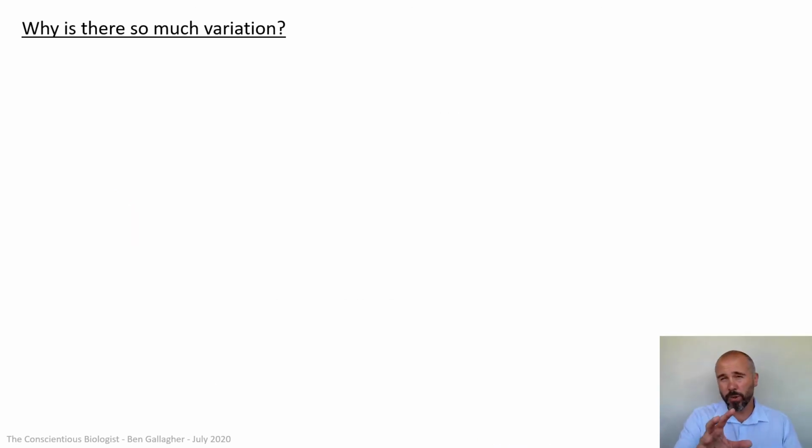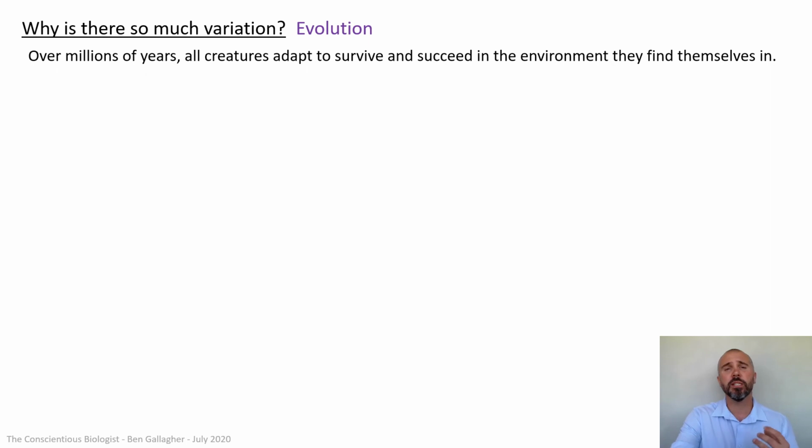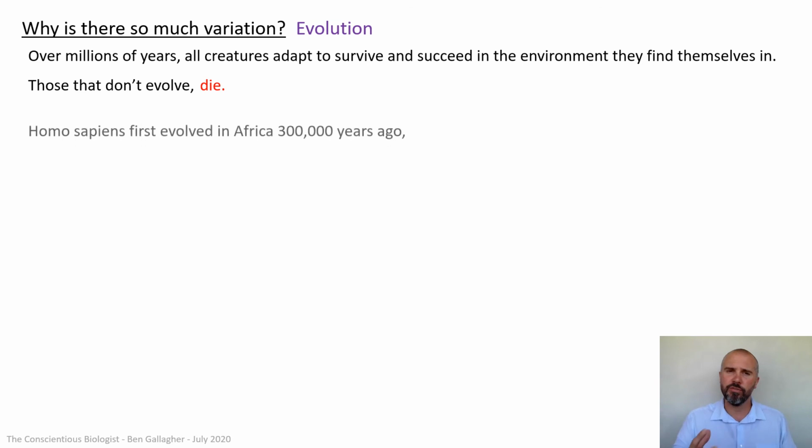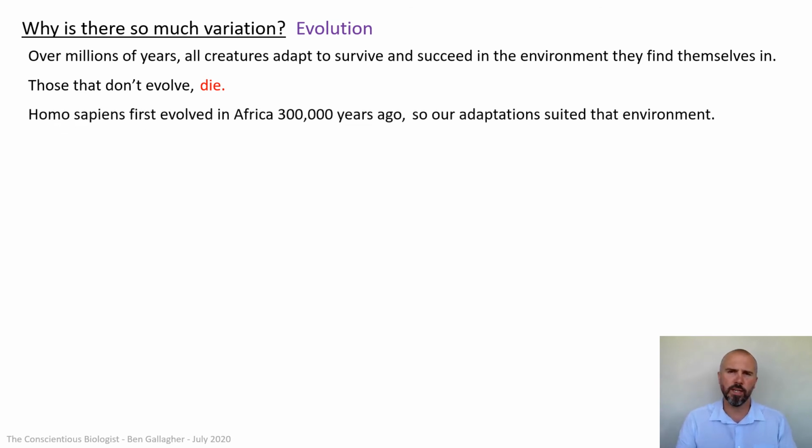So last slide very quickly, just to link this into the kind of bigger picture. There's so much variation largely because of evolution, because over millions of years, creatures adapt to survive and succeed in the environment that they find themselves in. Those that don't evolve die. This is the kind of survival of the fittest idea that we'll do more of in the next couple of videos.